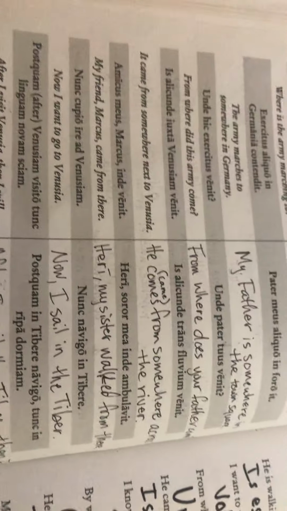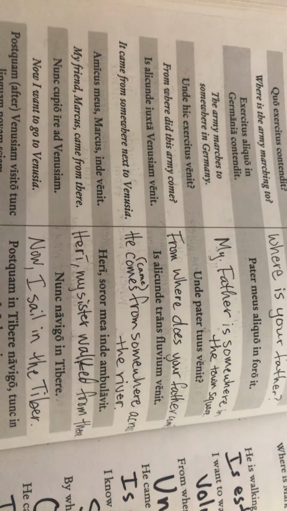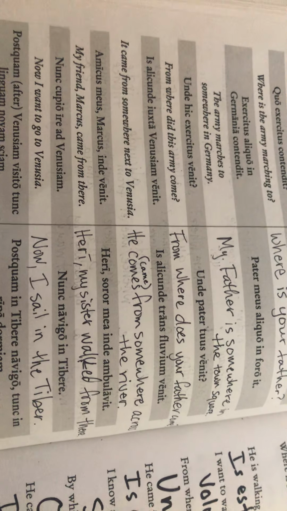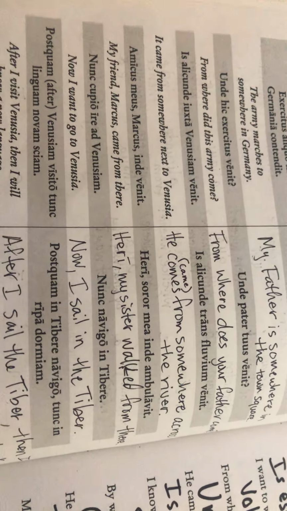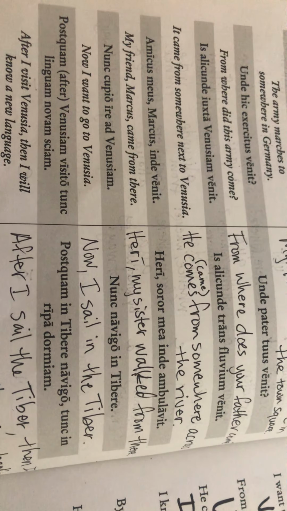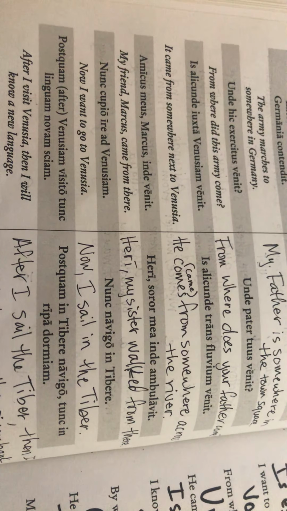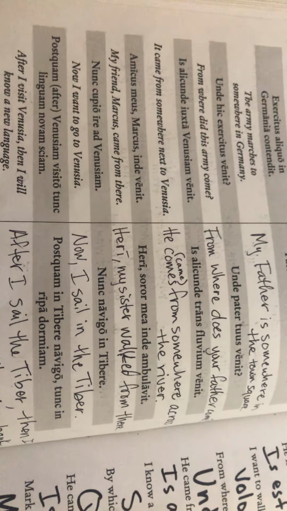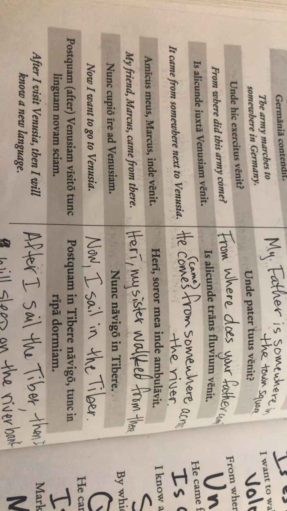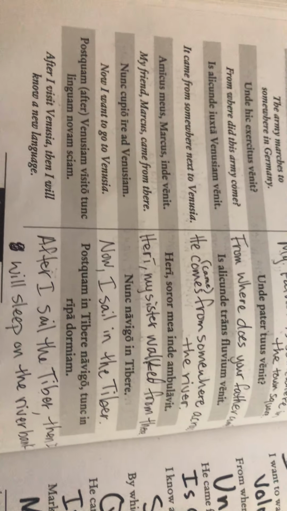Okay? Can you guys see the similarities? They're giving you all of the demonstratives and just adding a little bit of a different sentence in each one of these, and it should be fairly easy to go from one side to the other. Okay? Unde hic exercitus venit? From where did this army come? And then it says, unde pater tuus venit? From where does your father come?